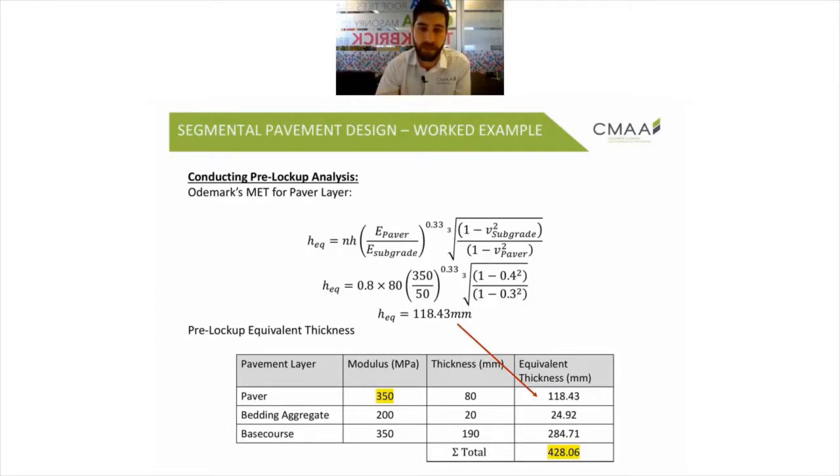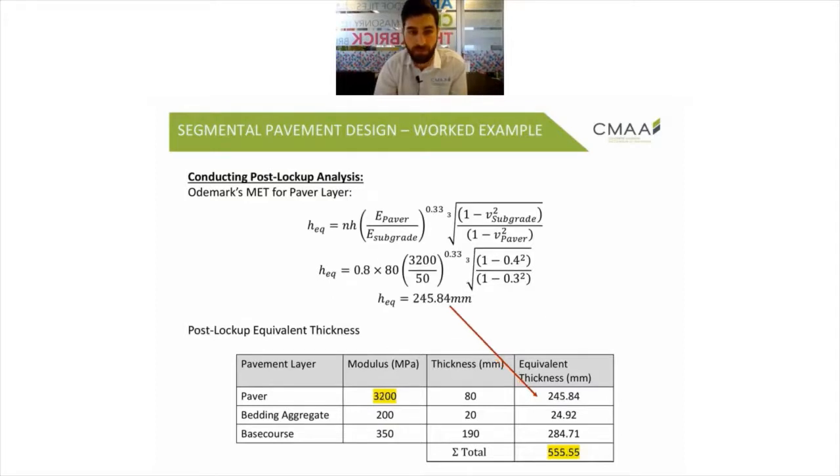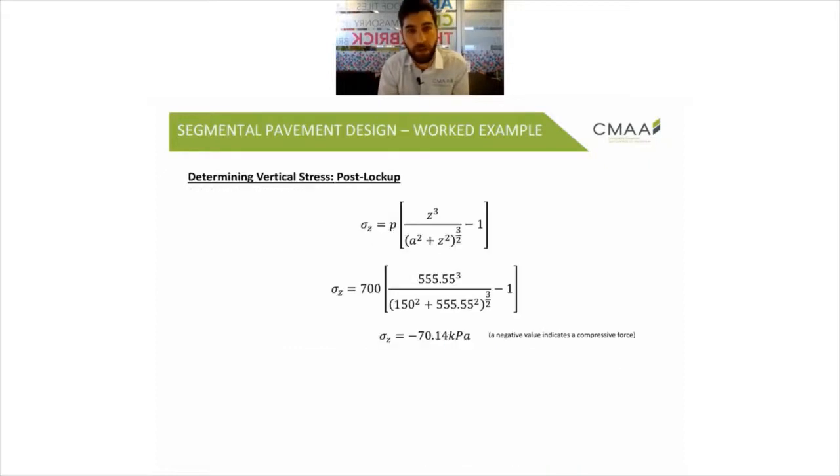And when we compare that to our post-lockup equivalent thickness using a modulus of 3,200, we get 245 equivalent thickness and 555 respectively. So you can see by utilizing a higher modulus, we're getting an increased equivalent thickness, which again translates to lower strain values, higher repetitions. Here I'm just doing post-lockup for this presentation, but this same process is also done in parallel using the pre-lockup values.